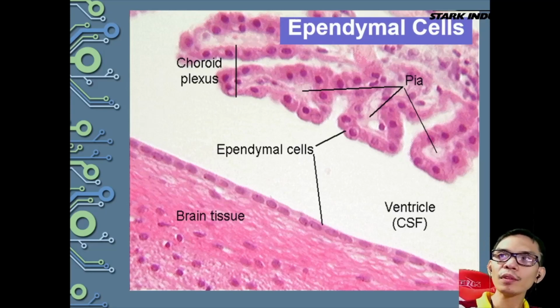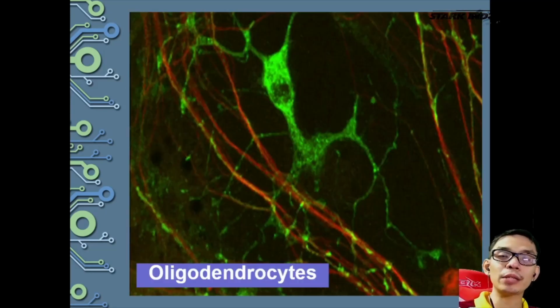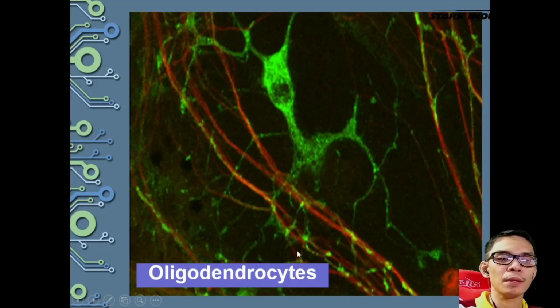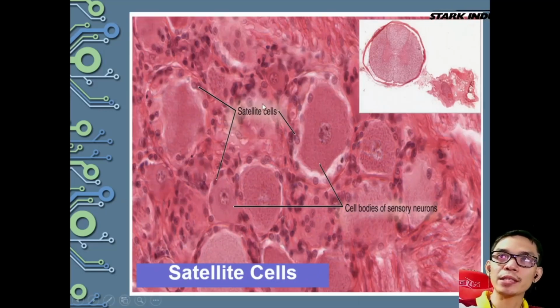Next one is the oligodendrocytes. Again, they insulate. As you can see here, the green oligodendrocytes help the neuron to stay insulated as much as possible. We have here the satellite cells that protect the sensory neurons over here. These are the sensory neurons.